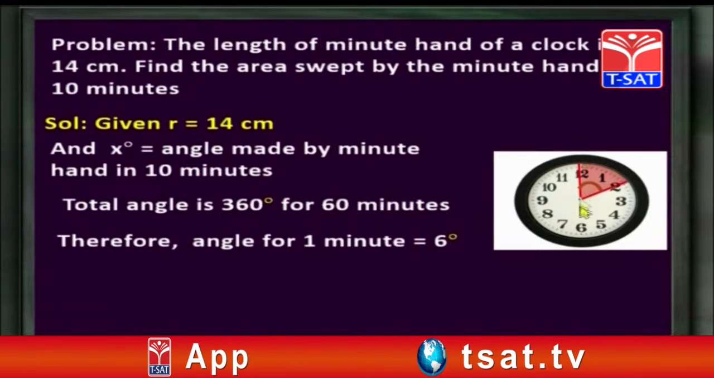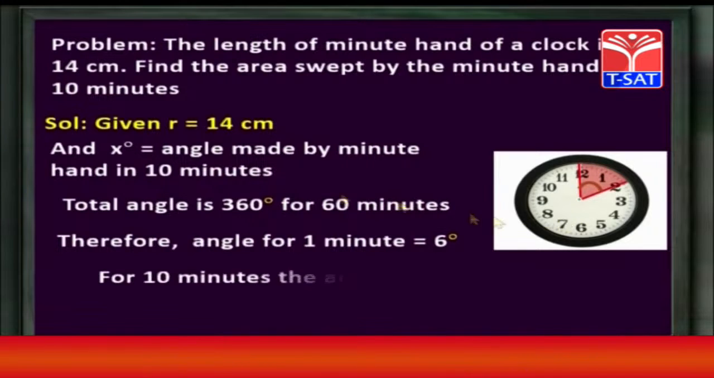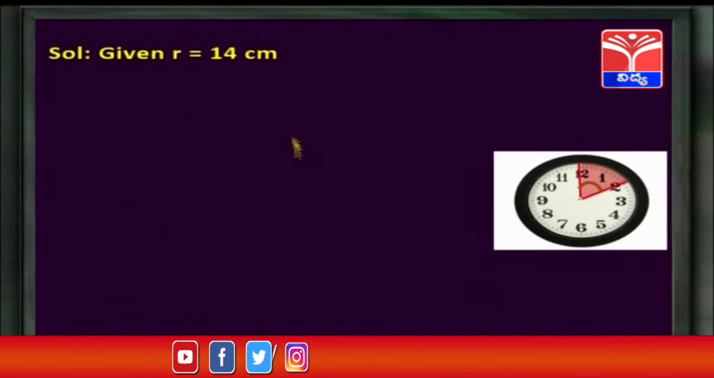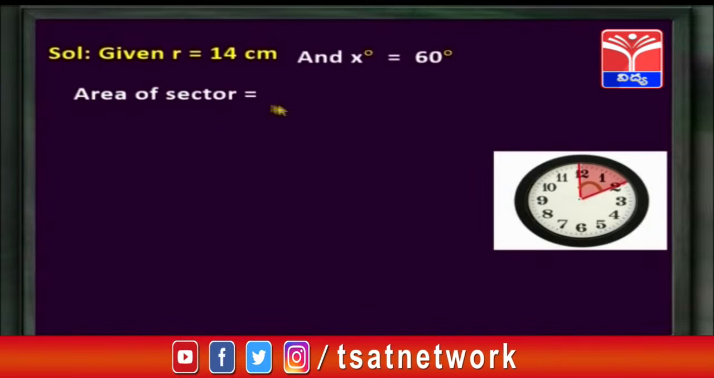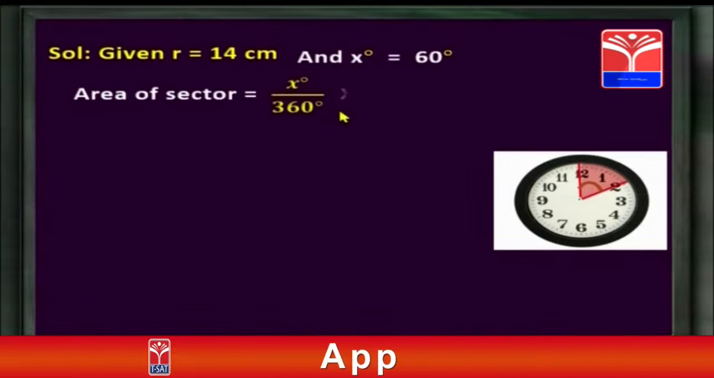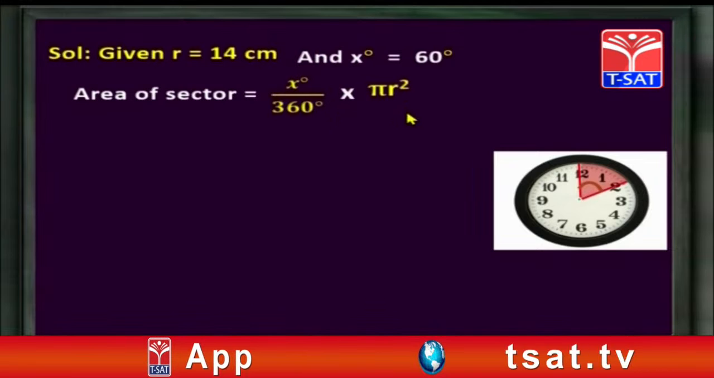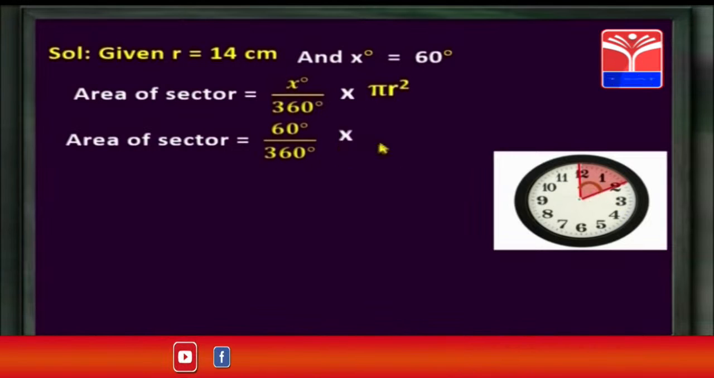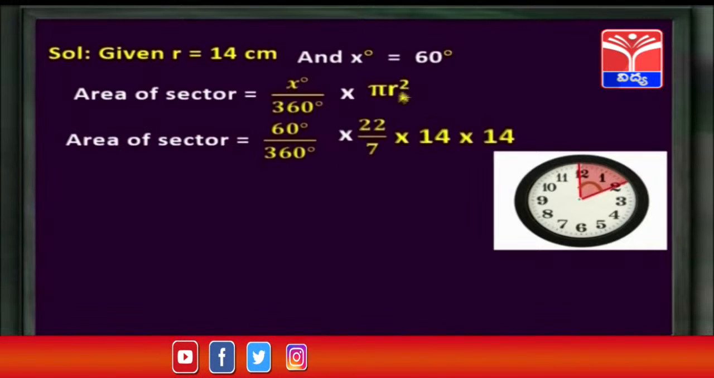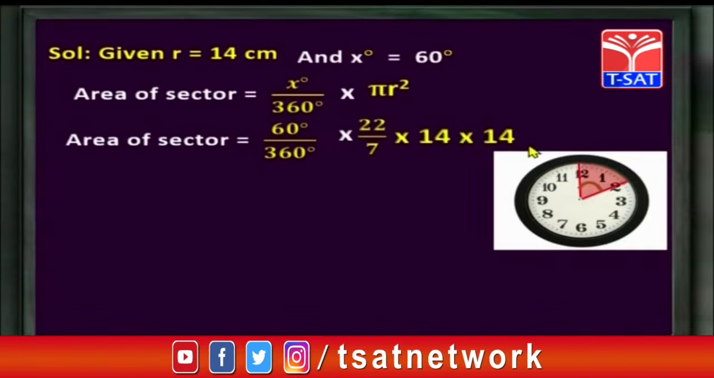So, the minute hand makes a 6 degree angle every minute. So, I can say here that for 10 minutes the angle is 60 degrees. Now, given r is 14 and x is equal to 60 degrees, area of sector is equal to x by 360 into pi r square, and x is what we got here, 60 degrees. So 60 by 360 into 22 by 7 into r, which is given as 14, into 14.